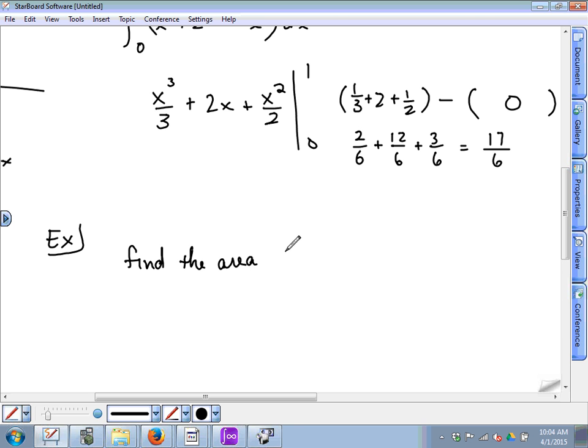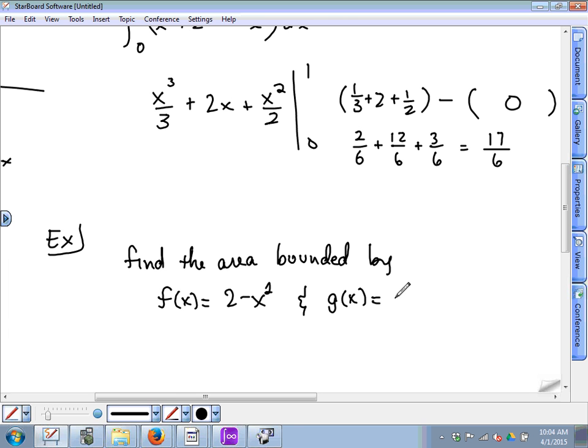Find the area bounded by f of x equals 2 minus x squared and g of x equals x. They have not given us as much information here on this problem. Do you notice what's missing?